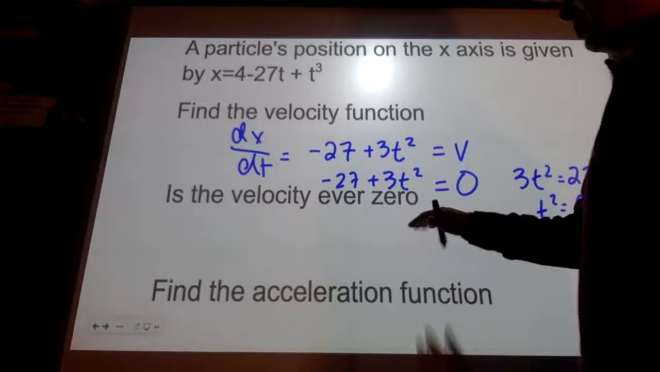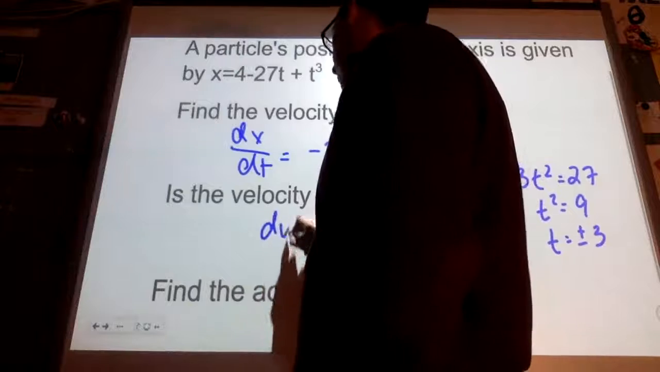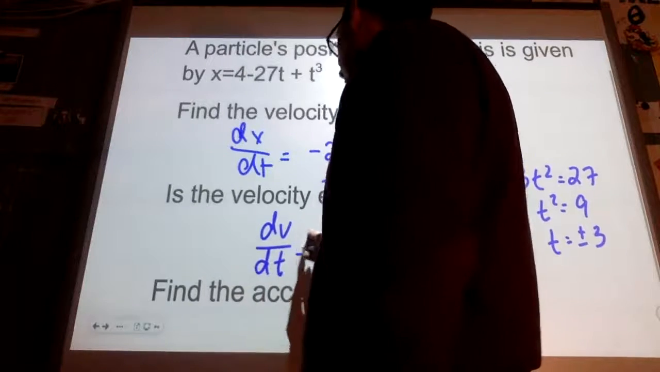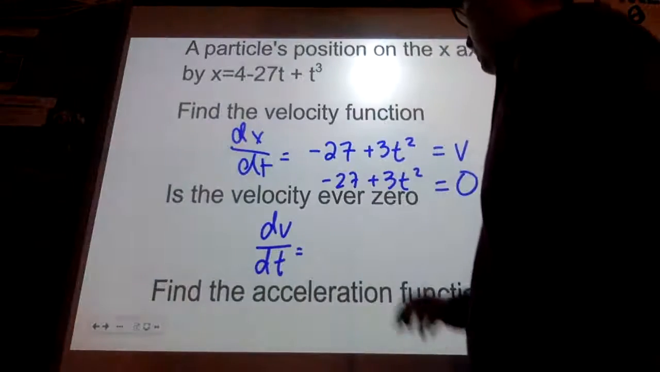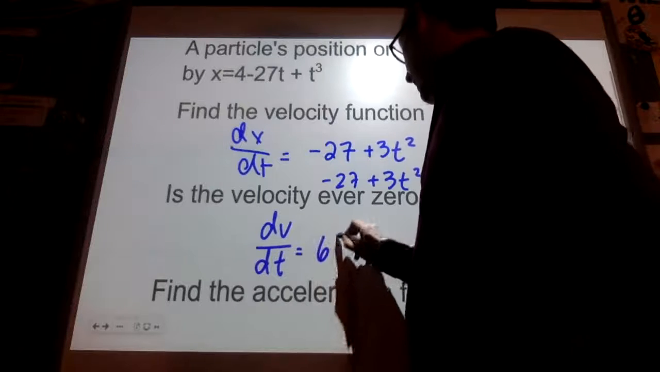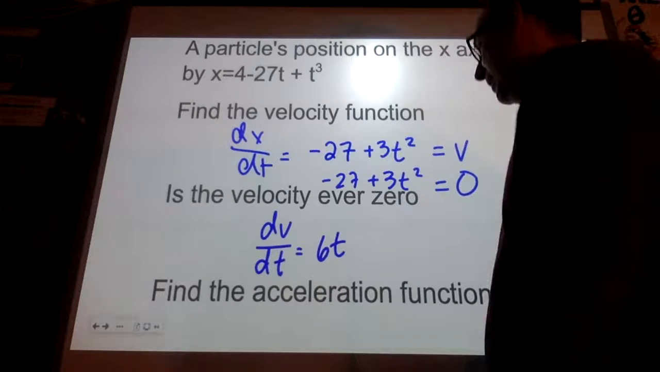Our acceleration function would be the derivative of the velocity function with respect to time. And this is going to be 6t.